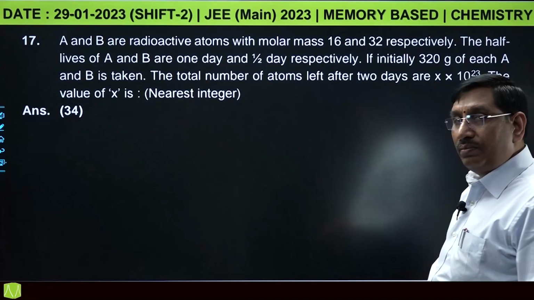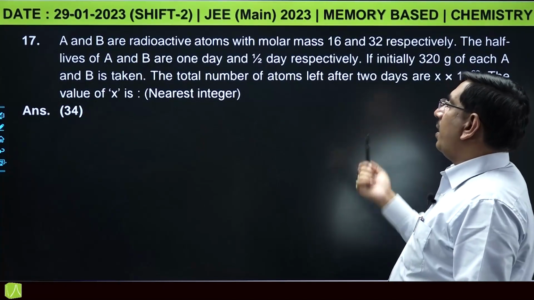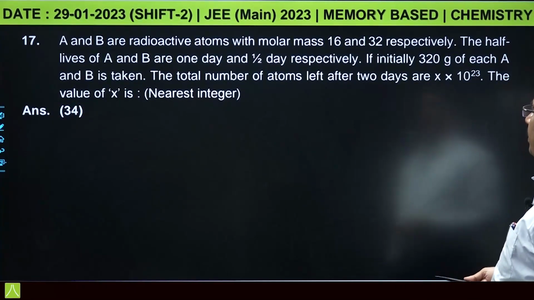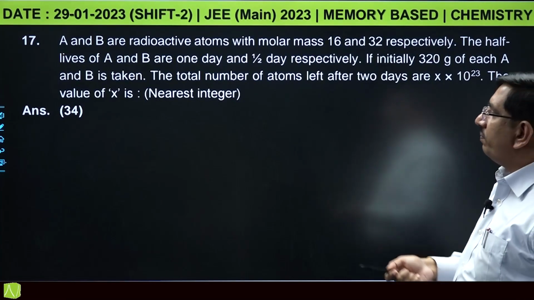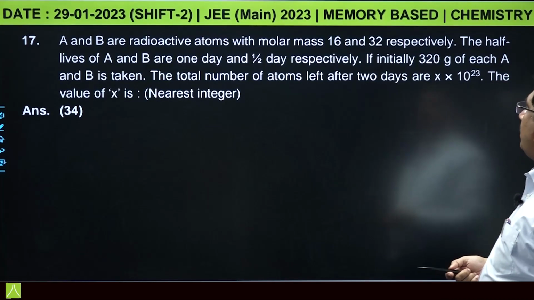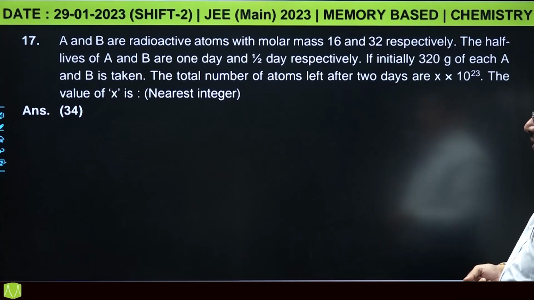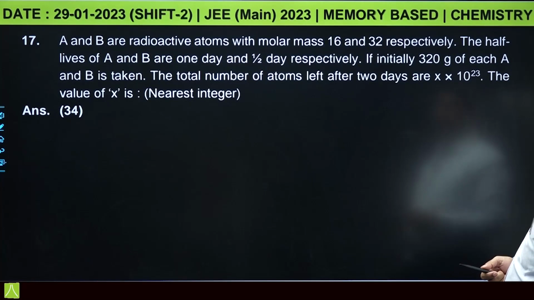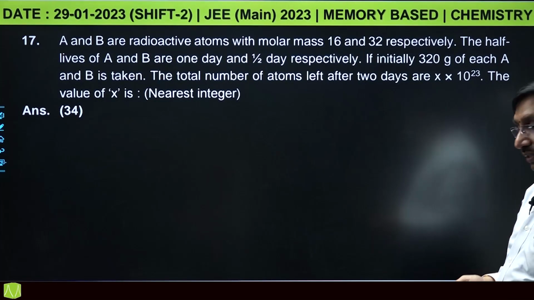This is a question from kinetics. A and B are radioactive atoms with molar mass 16 and 32 respectively. The half lives of A and B are 1 day and half day respectively. If initially 320 grams of each of A and B is taken, the total number of atoms left after 2 days are x into 10 power 23. The value of x is.